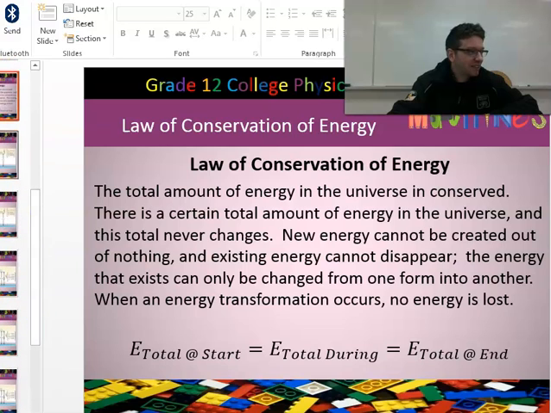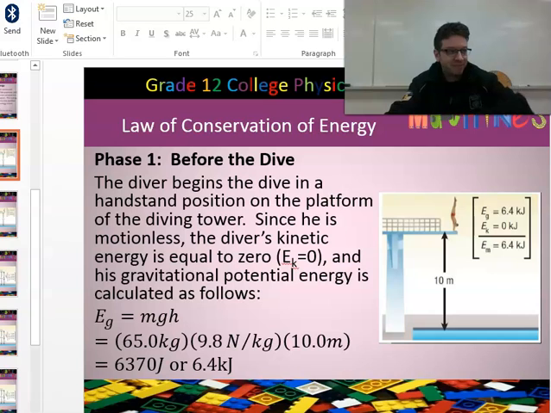But first, let's look at an example of what I mean. Here we have a diver. Okay? Diver's up here, 10 meters above the ground. It's not moving yet. So all of its energy is gravitational. Doesn't have any kinetic, so you can calculate that total mechanical energy to be 6.4 kilojoules in this case. Okay, and this is a case where I did the calculations here. Someone who is 65 kilograms.